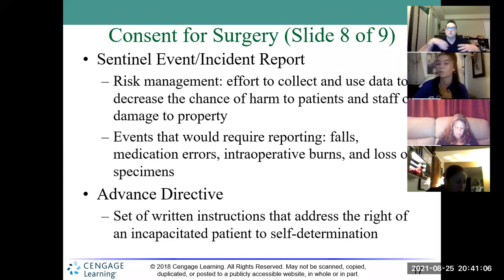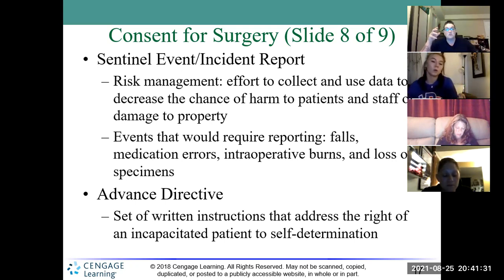This is where the risk management department of the hospital is really trying to collect data and create systems. A lot of the systems that you're going to see already in place are due to past incident reports that risk management put together, where they were seeing a pattern. And so they create a system to try to prevent future events like this from occurring. And they're usually very successful. So that's basically what a sentinel event or incident report is about.